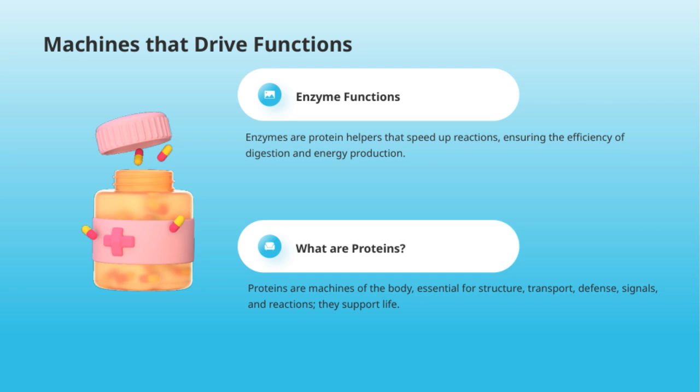Enzymes, which are a special type of protein, act as helpers that speed up chemical reactions. Without enzymes, processes like digestion and energy production would be too slow to keep us alive and functioning properly. They ensure that our bodies operate efficiently by making reactions happen quickly and smoothly.